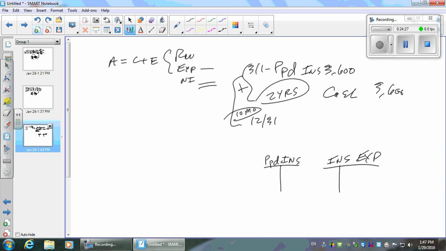Prepaid insurance, though, we put $3,600 in here. We have nothing in insurance expense. That came in on March 1st. You could set it up like this, huh? You don't even have to do the journal entries. You could write it in here instead if you wanted.